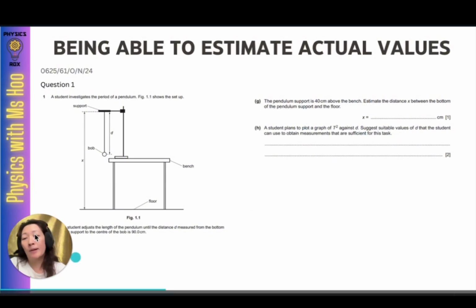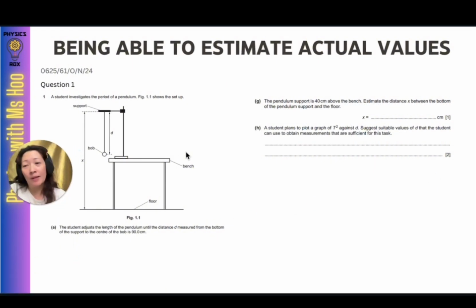Now, you also need to be able to estimate actual values. For example, in this extract from Winter 2024 Variant 1, question 1 shows you the setup of a pendulum experiment. This question does explain what the experiment is about and some various values with regards to the setup. But you have a question here in G where it tells you the pendulum support is 40 centimeters above the bench and you need to estimate the distance x between the bottom of the pendulum support and the floor. So you need to be able to estimate the value of x given this setup and other values. Even though you don't have the actual experiment, it is based on your practical experience where you should be able to estimate this value.